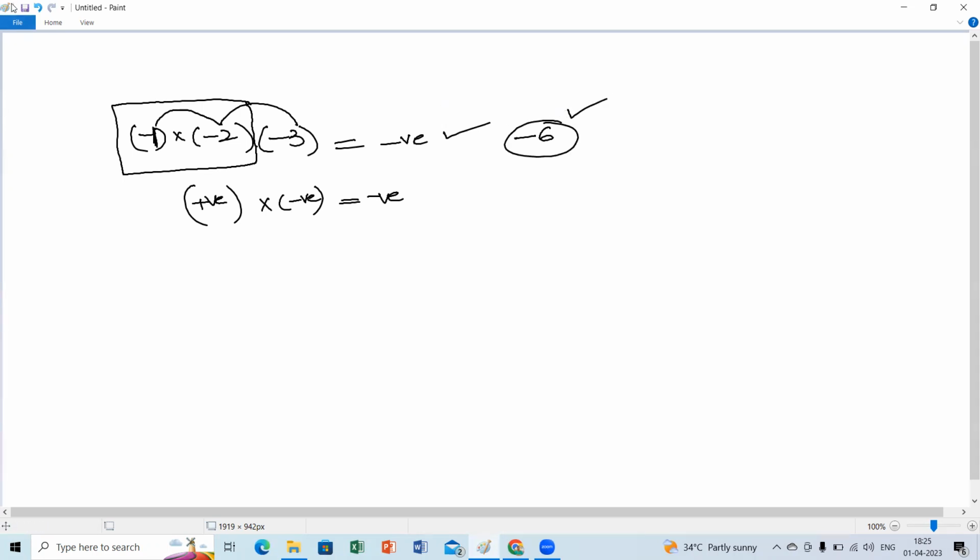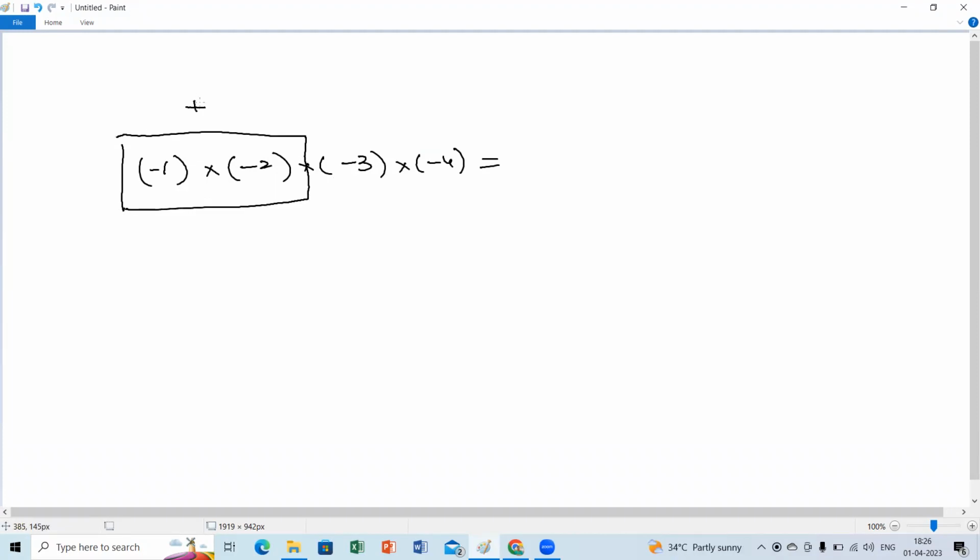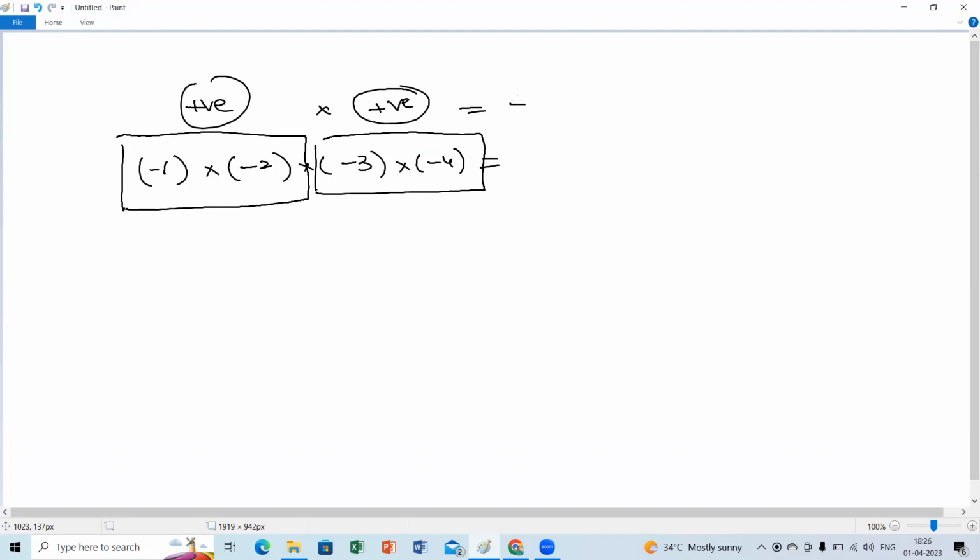But suppose, Anubhav, -1 multiplied with -2 multiplied with -3 and multiplied with -4. What is the result? Ma'am, it will be positive. Why? Ma'am, because if we multiply two negative numbers, we will get a positive result. So again, if we multiply -3 into -4, it will be positive. Positive into positive is positive.